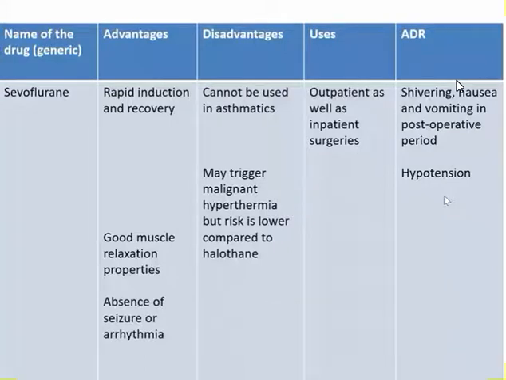However, they cannot be used in asthmatics. They don't have a bronchodilating property, but they may trigger malignant hyperthermia. So which drug was mainly associated with the adverse effect malignant hyperthermia? Halothane. Okay, so they are used for outpatient as well as inpatient surgeries, that is major surgeries, and they can cause shivering, nausea and vomiting in the post-operative period, and hypotension.